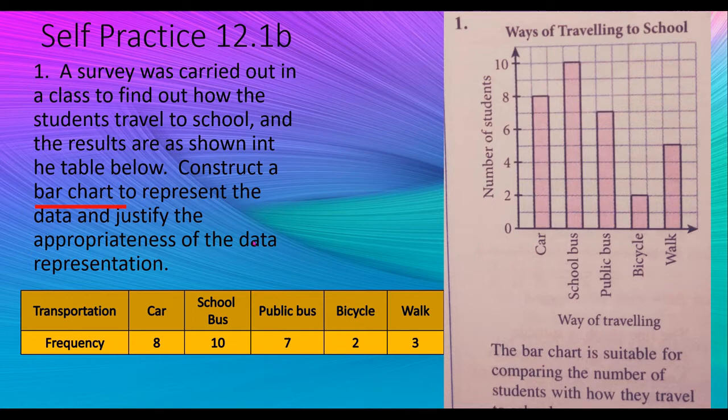So the next one, we have to answer what is an appropriate representation. The bar chart is suitable for comparing the number of students with how they travel to school. So please remember, the suitability of building the bar chart according to the frequency table is that we want to compare each category. We want to compare which ones come by car, which ones come by school bus, and how most of the students travel to school. This is what we're going to look at in the information. That's why we're using the bar chart.